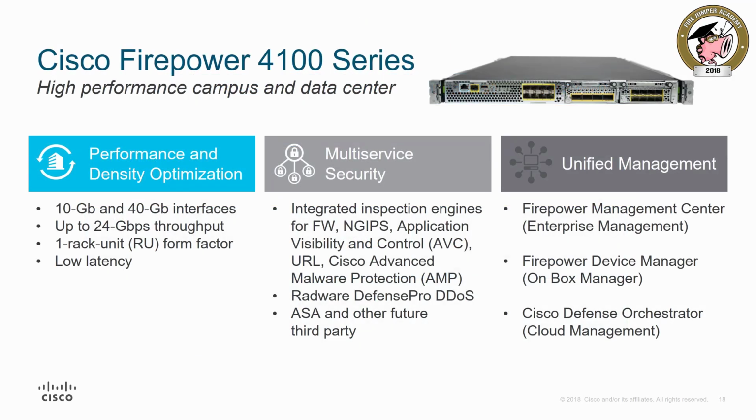In terms of the Firepower 4100 series, this has 4 new models that provide a performance and density optimized platform for internet edge and other high performance environments. It delivers up to 80 gigabits per second of firewall throughput and is the first in the industry to offer 40 gig interfaces in a one rackable unit form factor. There are dual SSDs, netmod slots, and power supplies as well, to provide more options for scalability.